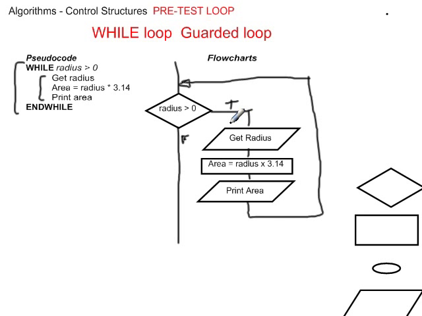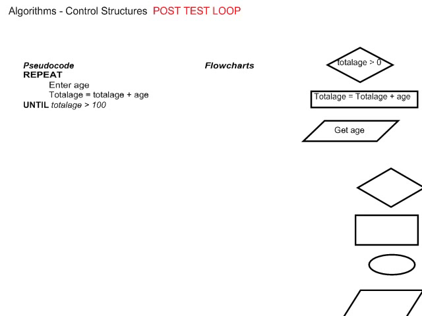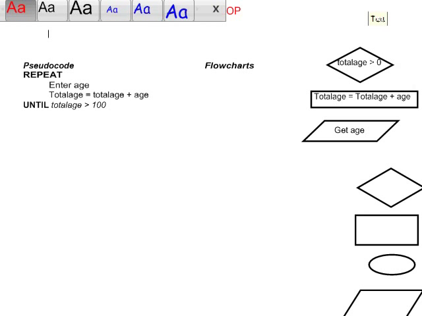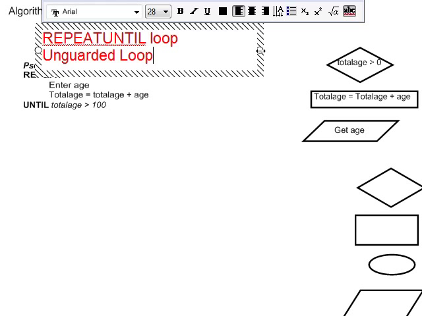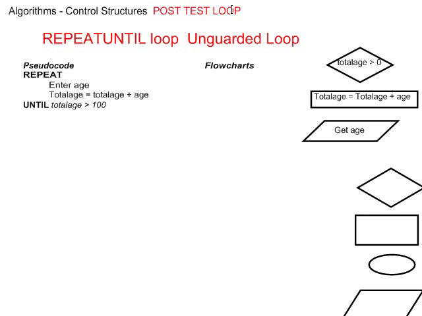The next main control structure we have is a repeat until loop. It's a post-test loop. Another name for a post-test loop is repeat until loop, or it's called an unguarded loop. So there's the two names of a repeat until loop, or a post-test loop: repeat until or unguarded. Now in a repeat until loop, the test or the condition is actually at the bottom. So in this case, the condition to stop the loop is at the very bottom.